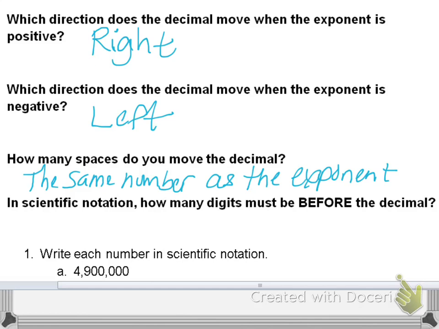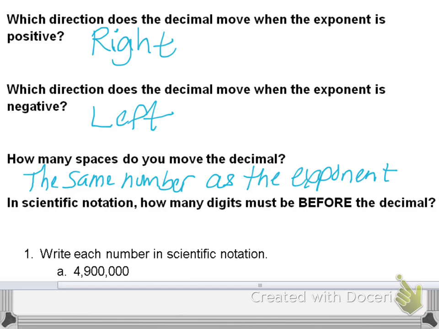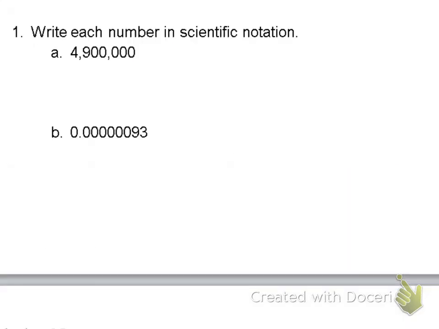And then just as a reminder, in scientific notation, how many digits must be before the decimal? If you go back to your notes again, you'll see there is only 1 digit in front of the decimal, and not a 0. It has to be a non-zero number. So the answer to that is 1. There must always be 1 digit, and it has to be non-zero, and it has to be positive. And that is always, always in scientific notation. Okay, so let's look at some examples here.